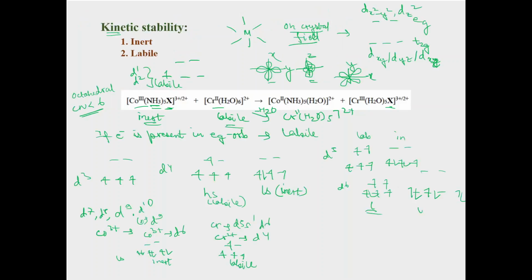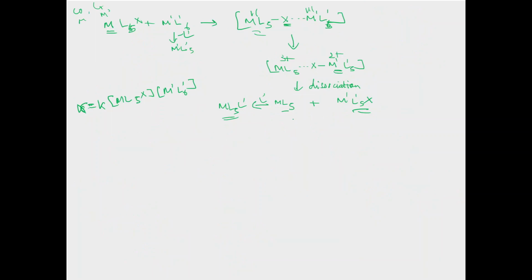Here you can see this. First this was present with this X, cobalt. Now it is with this chromium, right? And as it is now coordinatively unsaturated, the L' ligand that was in the reaction media will react with this ML5 and we will get ML5L'.